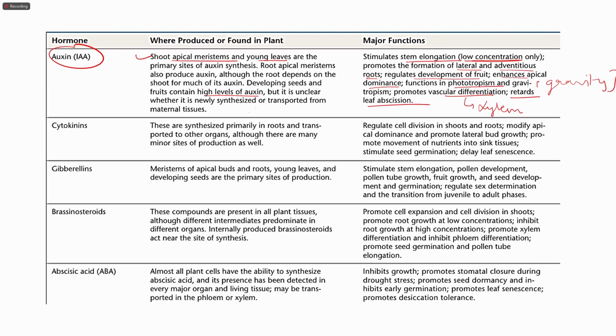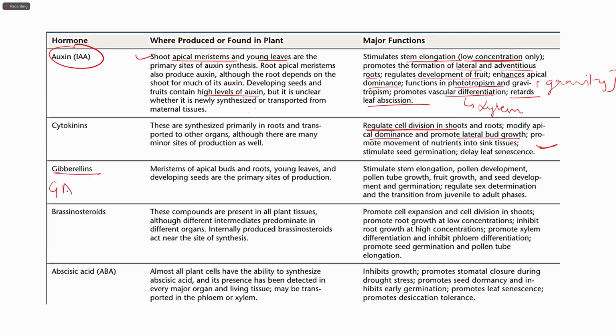The next is cytokinin. So cytokinins are synthesized primarily in roots and transported to other organs. Although there are many sites of production, it regulates cell division, the major function in shoots and roots, modifies apical dominance, and promotes lateral bud growth. It promotes nutrient mobilization, and stimulates seed germination and delays the leaf senescence.